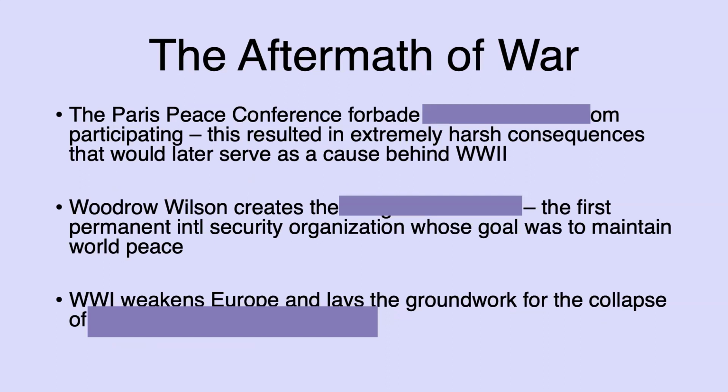So let's talk about what happened at the Treaty of Versailles. The Treaty of Versailles is signed at the Paris Peace Conference, and it forbids Central Powers from participating. So it is only Allied powers, right? Britain, France, now the United States, against Germany, Austria-Hungary, etc. But one half of the conflict is not invited to this conference. So this results in extremely harsh consequences that would later serve as a cause for World War II.